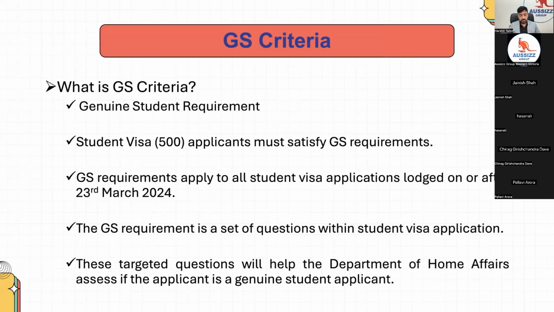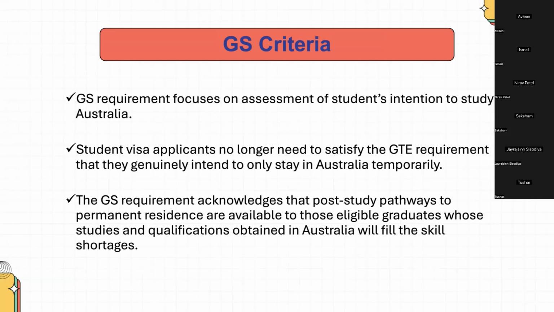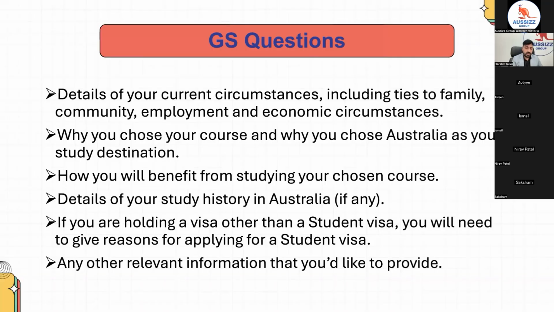So basically, this GS criteria also focuses on the assessment of the student's intention to study in Australia. The GTE criteria was doing the same thing as well. They were also focusing on the assessment of the students and that the intention of the student in Australia is to study only. But basically, GTE criteria was focusing on the circumstances in your home country, which will include the ties to your family, your community, your employment and economic ties as well. The second question they may ask is why you choose your course and why you choose Australia as your study destination. So you need to explain them.